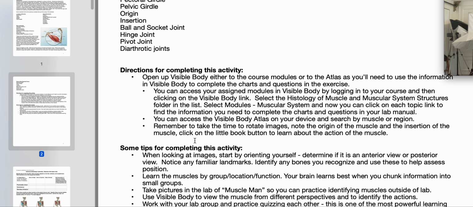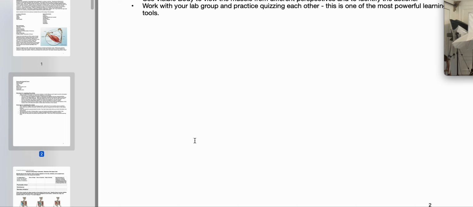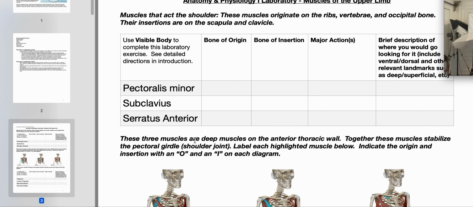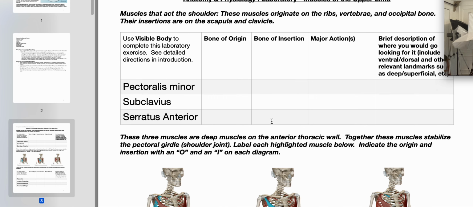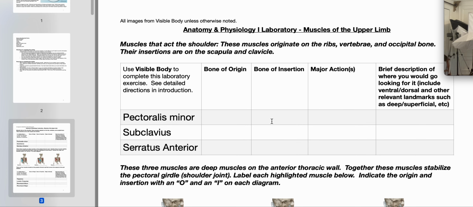Open up Visible Body and use it to find the answers, because in this lab guide all of the images come from Visible Body. So they should be very easy for you to look at in Visible Body, know what they are, and write it down. The process of writing is what helps you to memorize. Let me give you an example of how these charts work.